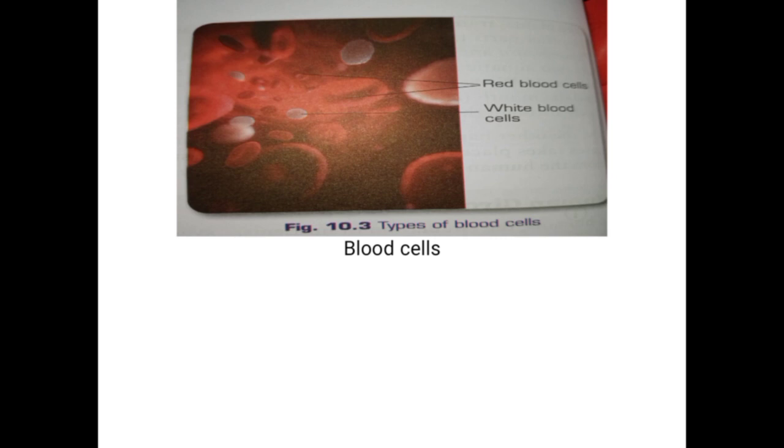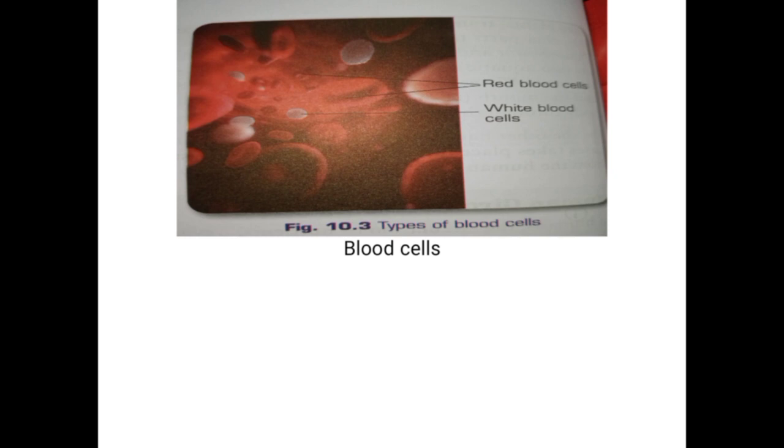Blood cells. There are three types of blood cells: RBCs, WBCs, and platelets. RBCs, red blood cells, are disc shaped. They contain a red color protein called hemoglobin which absorbs the oxygen and transports it to the cells all over the body. The oxygen combines with hemoglobin to form oxyhemoglobin.